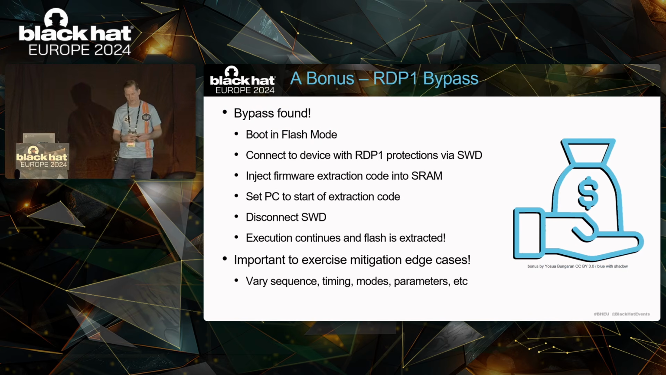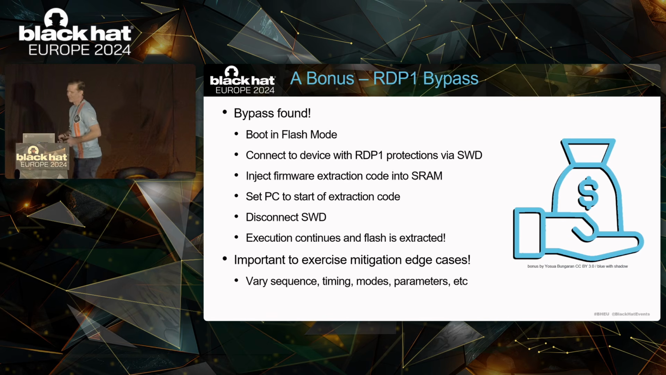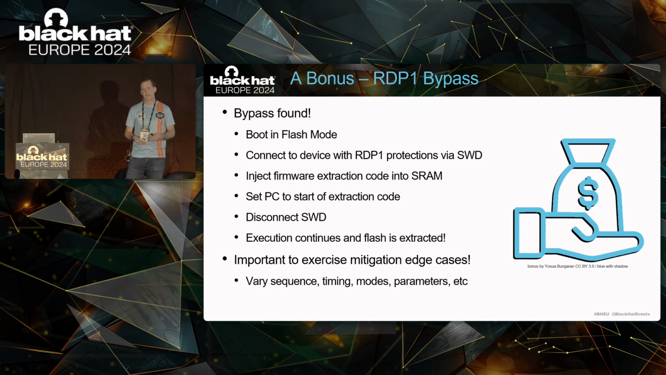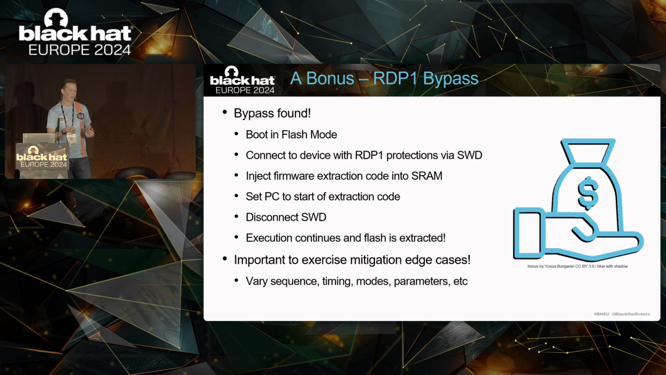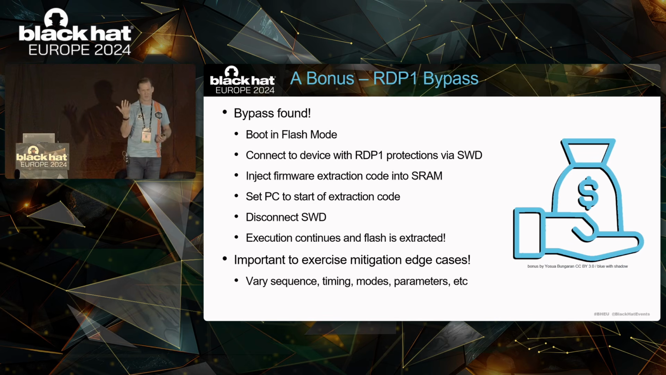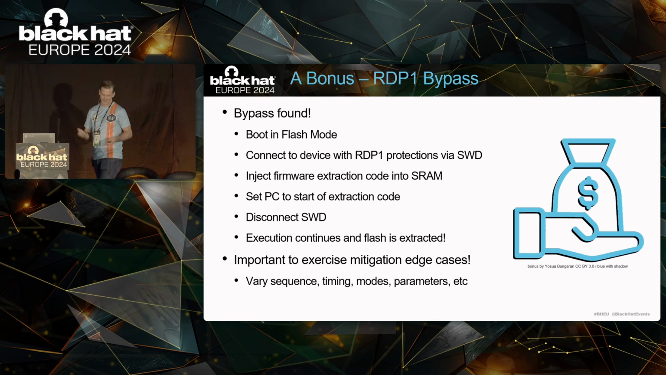Also, a bonus to everyone, during this time we found a simple bypass. While we were developing the code for firmware extraction in SRAM, we kept copying it to SRAM, changing it, debugging it. At one point when we copied to the SRAM, we set the PC to the SRAM as well. We disconnected the debugger, and we found out that the part started running free and then spit the flash out. So nice bonus for that.